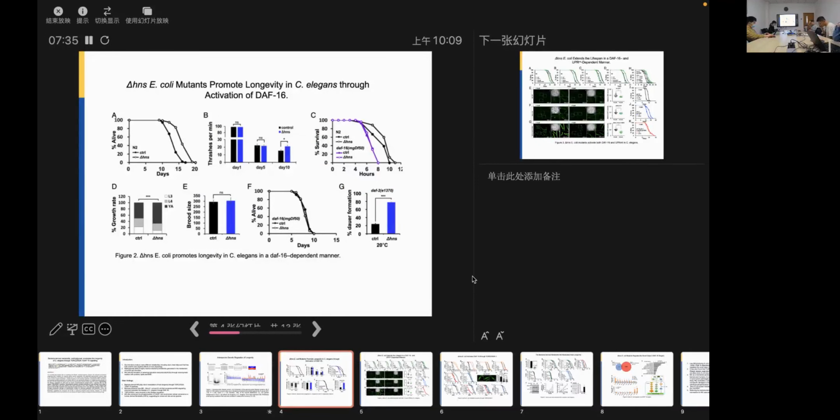Why did they choose exactly HNS? That's my question. Why do they come up with HNS? They have 17 pro-longevity mutations isolated, and then they say that E. coli HNS gene, which encodes HNS, is of particular interest. HNS is a transcriptional regulator that is highly observed in enterobacteria. So they didn't actually say the reasons here. They just say that.